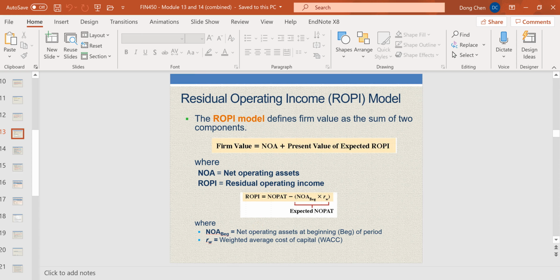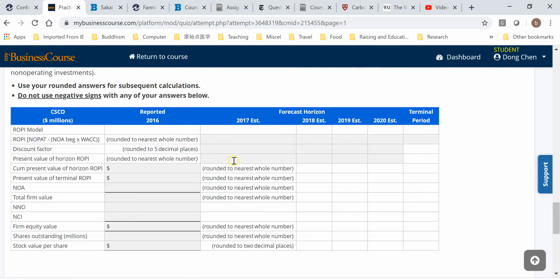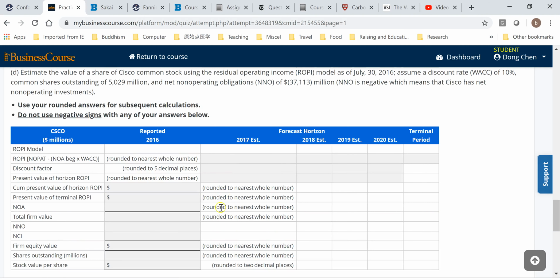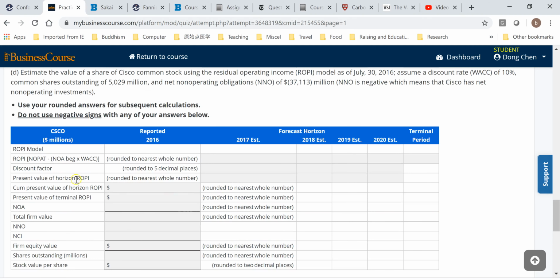You can see that based on this, round to the nearest whole number. Actually, if you check the table, you can see that almost all the numbers are rounded to the nearest whole number, except for the discount factor and the final stock price. So for the discount factor, we need to round to 5 decimal places, and for the stock price, we need to round to 2 decimal places.